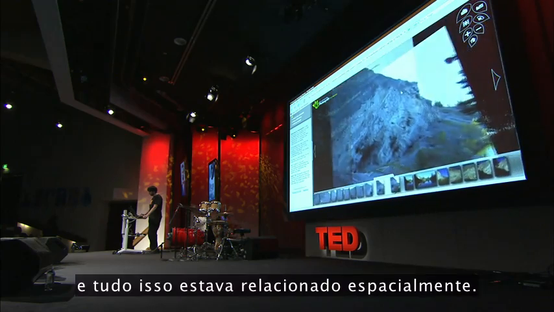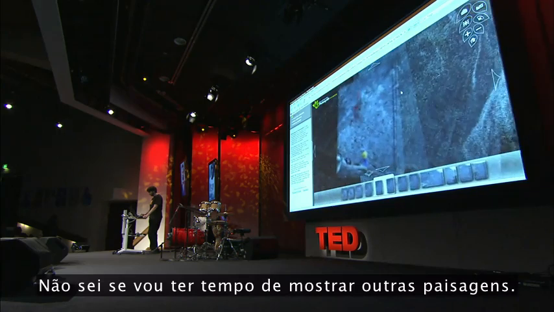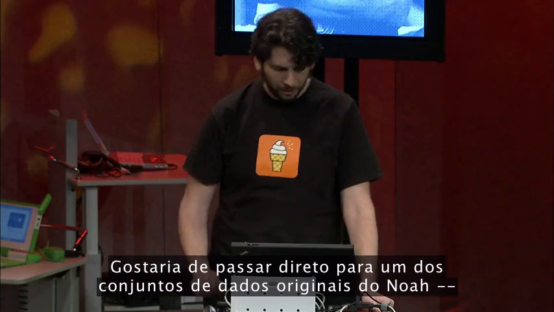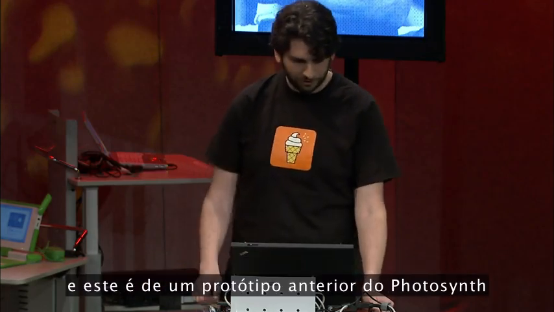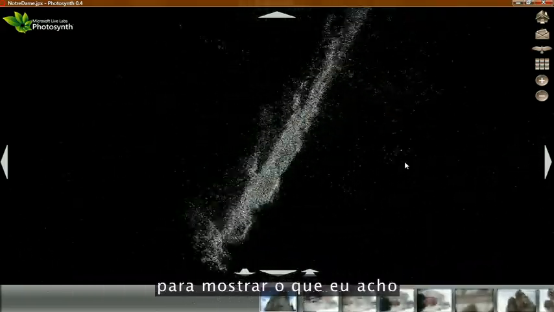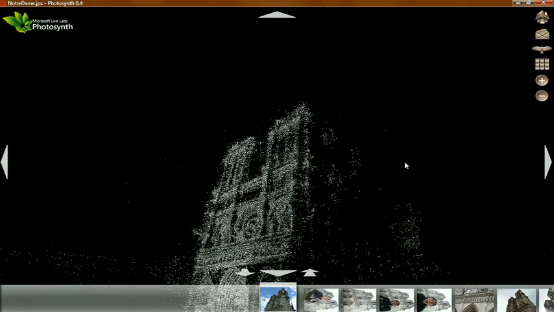And these things have all been related spatially. I'm not sure if I have time to show you any other environments. There are some that are much more spatial. But I'd like to jump straight to one of Noah's original data sets. And this is from an early prototype of Photosynth that we first got working in the summer, to show you what I think is really the punchline behind this technology, the Photosynth technology.